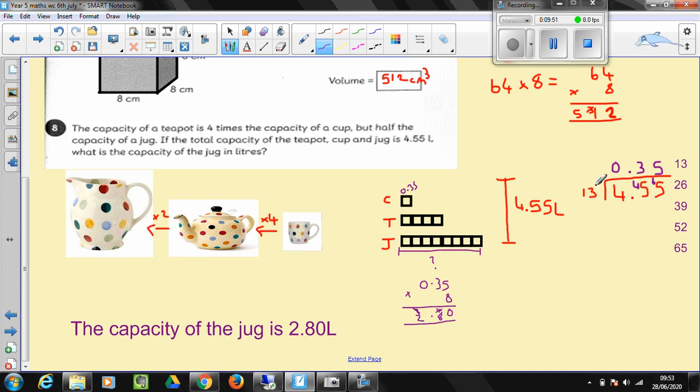So I divided it by 13. Now I didn't know my 13 times table, so I wrote it down the side to help me out. Once I knew that each block was worth 0.35, then I could work out how much the jug held. There were 8 blocks, so it was 0.35 times 8. The capacity of the jug was 2.80 litres.